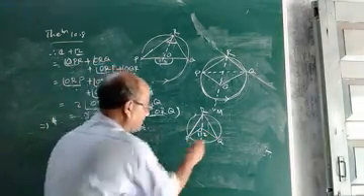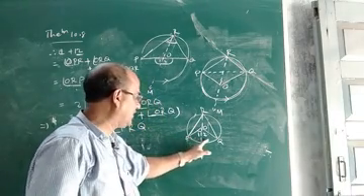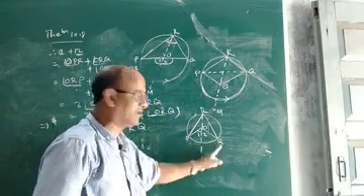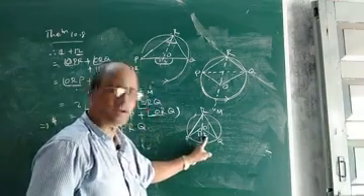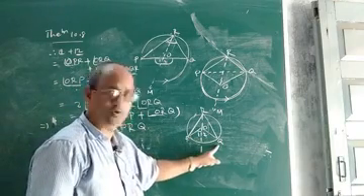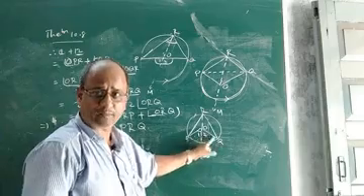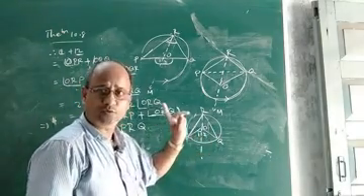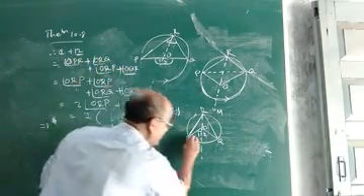Now if we add, this is the center. If we add angle 1 and 2, which angle will we get? We will get angle POQ. So in place of angle 1 plus angle 2, we can write angle POQ. This is the minor arc.